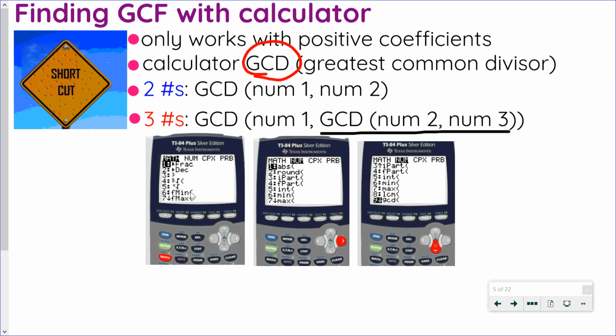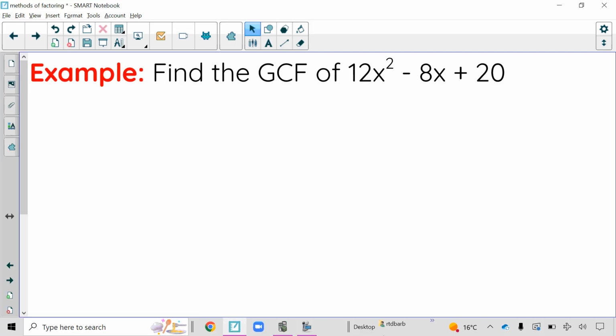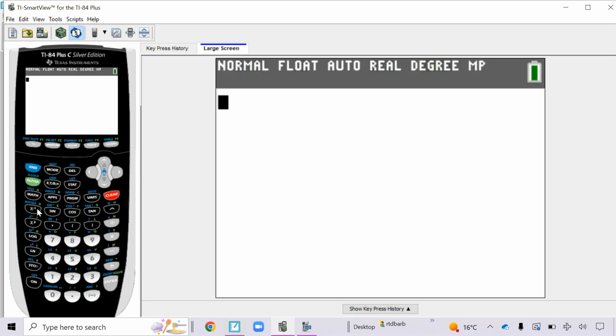So how do we get to this greatest common divisor? Well, we're going to hit our math button, which is right there. We're going to use our arrow keys to toggle over to number, and then use our arrow key to go down to option number 9, which is greatest common divisor. So let's go ahead and try that again for this question. We want to find the GCF of 12, 8, and 20. So we found that it was 4. Let's check on the graphing calculator if that's right.